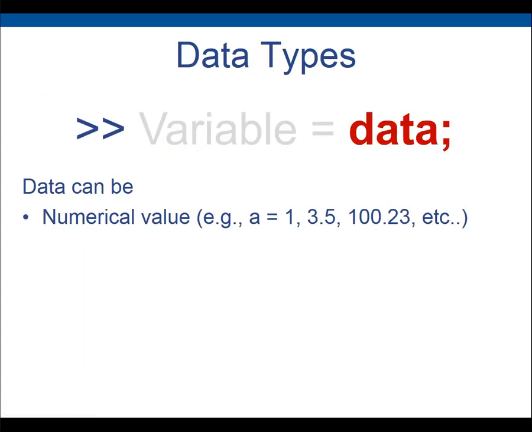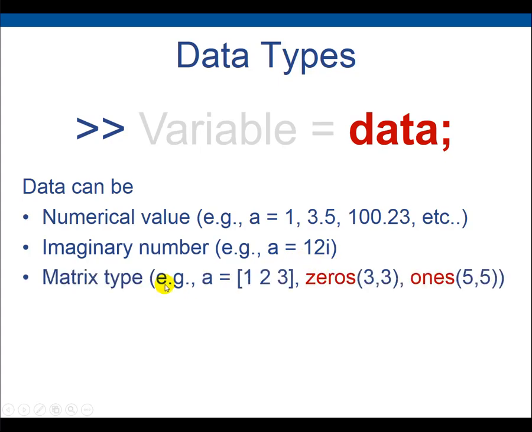Now we learned about the naming rule for the variable. Let's look at the data. There are many different types. Numerical value, as I said, can contain any numerical value, 1 or 3.5 or 100.23. Any numerical value is fine. And MATLAB can also deal with imaginary numbers. For example, A equals 12i here.